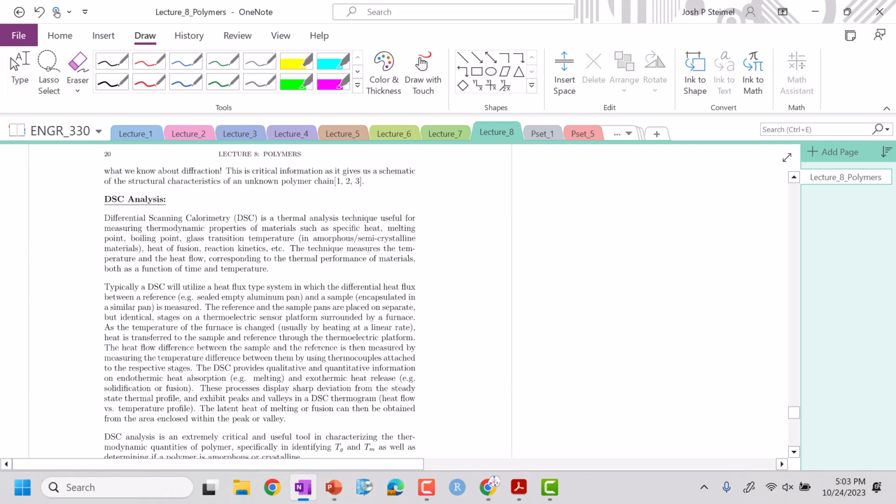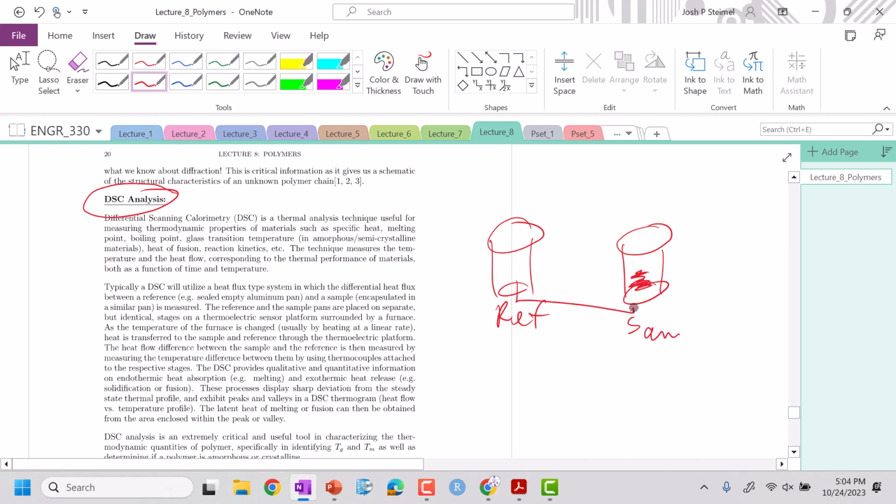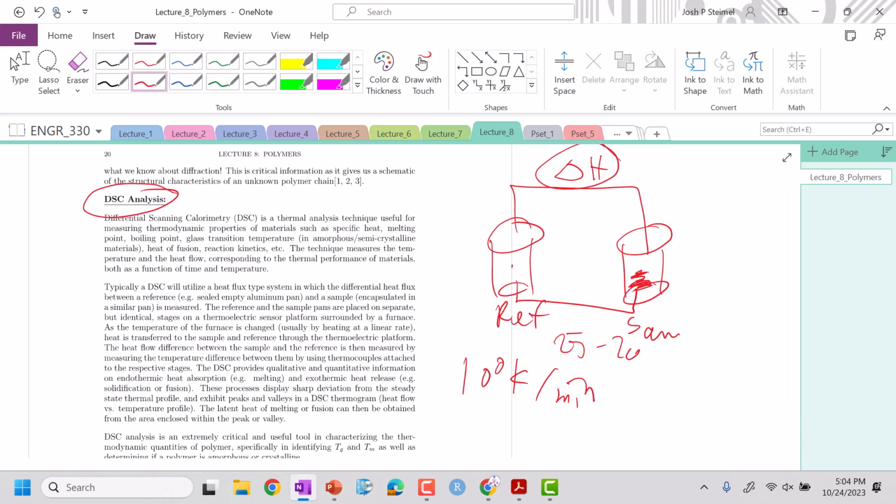Now, differential scanning calorimetry is another technique that's used. You have two pans. One is your reference, one has your sample, and you heat up these pans at a specific heating rate. It could be 10 degrees K per minute. And we measure the differential heat flux, or our delta H. Basically, as I go from 25 to 26 C, as I increase that temperature, how much heat do I have to supply to here versus here? That's the delta H, the differential heat flow that I'm measuring.